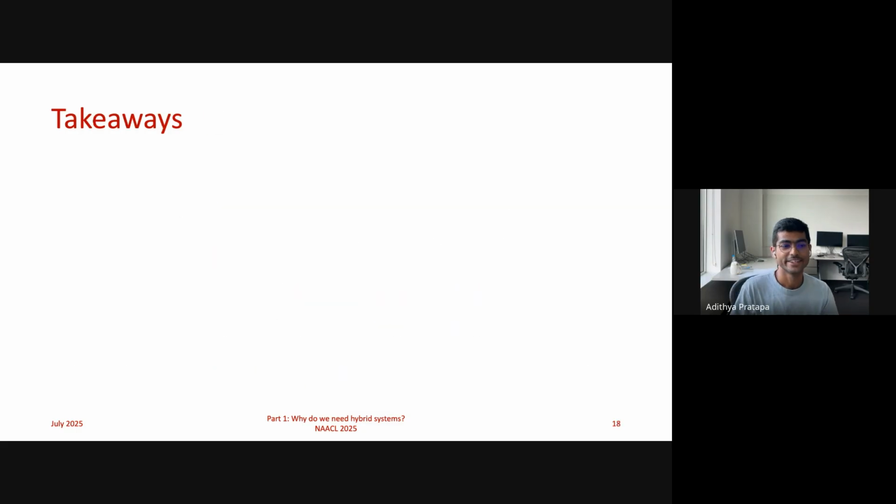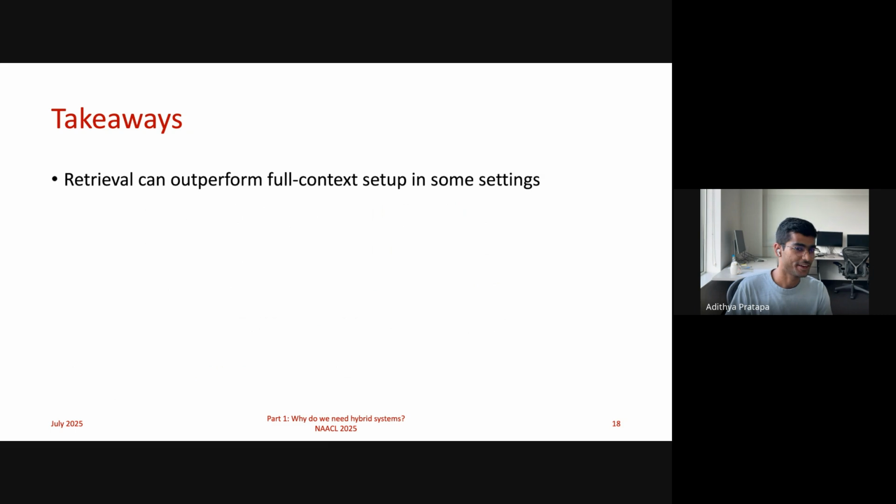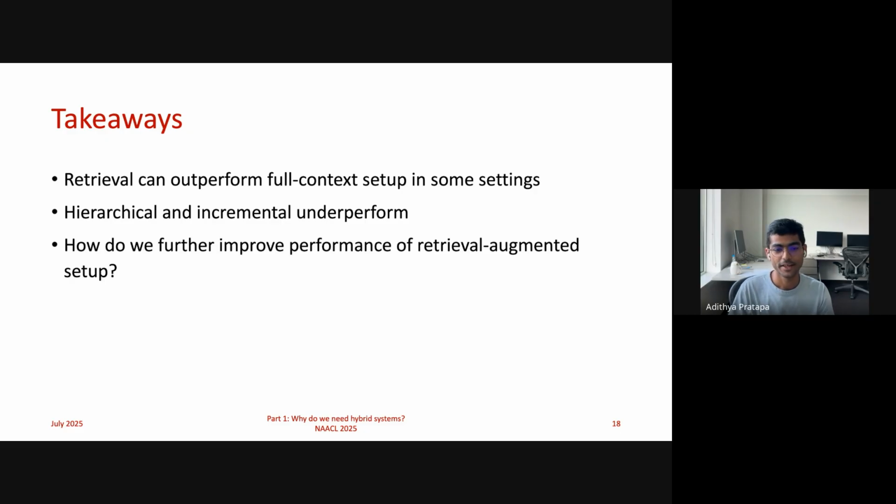So yeah, the main takeaways, like I mentioned: retrieval can be useful. Hierarchical and incremental at least underperform in the multi-document setting. But one question that we found through this analysis is, can we improve the retrieval augmented setup even further? One of the points that I mentioned earlier was that we fixed the retrieval length to 32K tokens, mainly because 32K was a reasonable enough number in terms of the RULER benchmark.